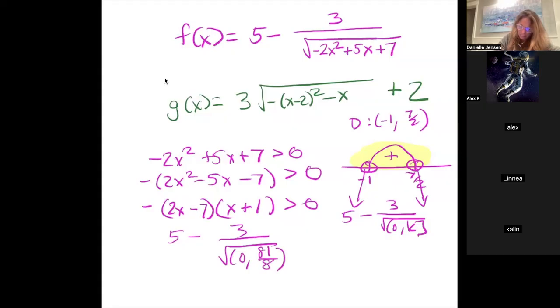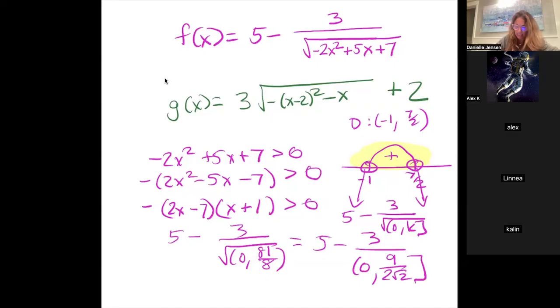So the square root close to 0, 81/8. Okay. So that will be 5 minus 3 over square root of close to 0 is close to 0. What is the square root of 81/8 simplified? Well, you don't rationalize the denominator yet, but 81 comes out as 9 over root 8, or 2 root 2. Root 8 is 2 root 2.